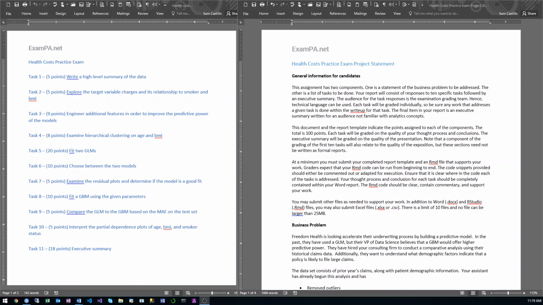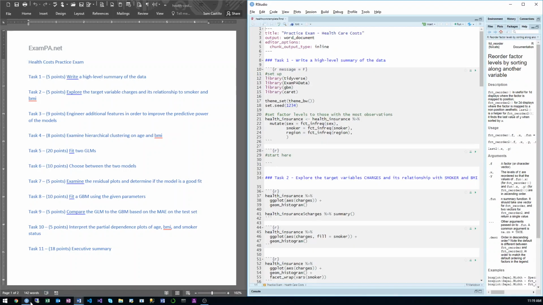Here is the solution to the health costs practice exam. I'm going to go through from start to finish every step as if I was taking this in a real sitting. I will start with 3 files. There's a project statement, there's a Word template, and there's an RMD template.